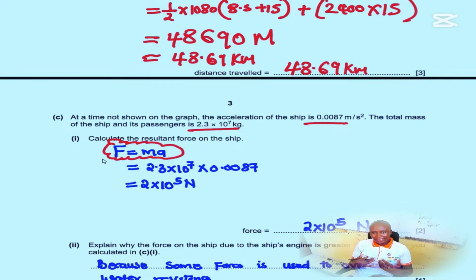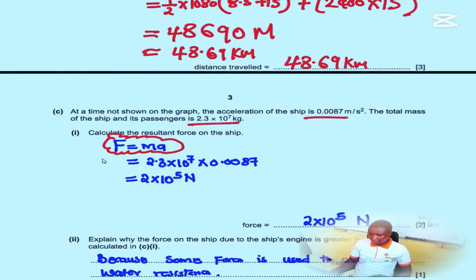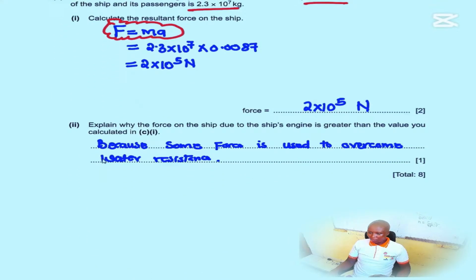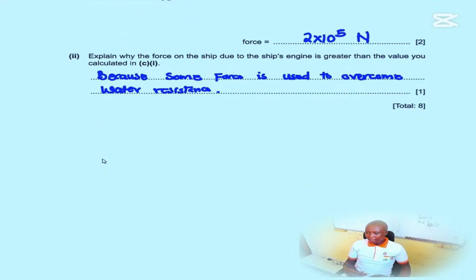That's when a force is applied on an object, it is going to accelerate. And if you take the mass of the object times the acceleration, you get the force that acted on that particular object. We're supposed to explain why the force of the ship due to the ship's engine is greater than the value calculated. So something that we need to realize is that some of the forces exerted from the ship's engine is used to overcome air resistance and also water resistance as the ship is moving through the ocean.